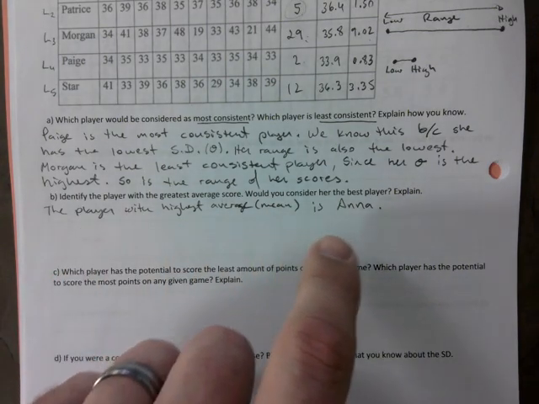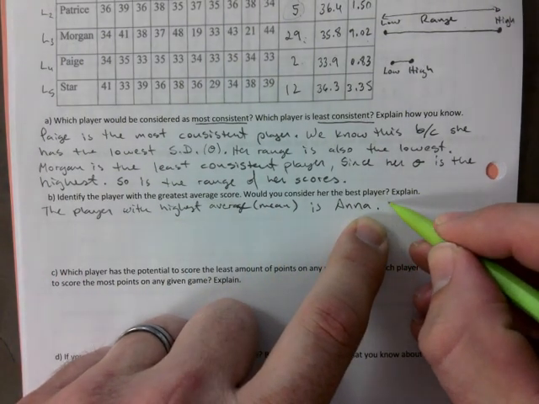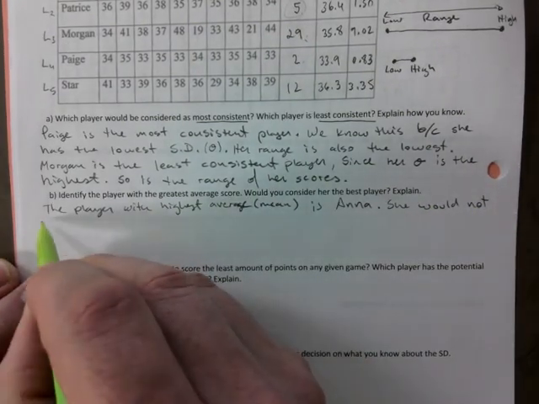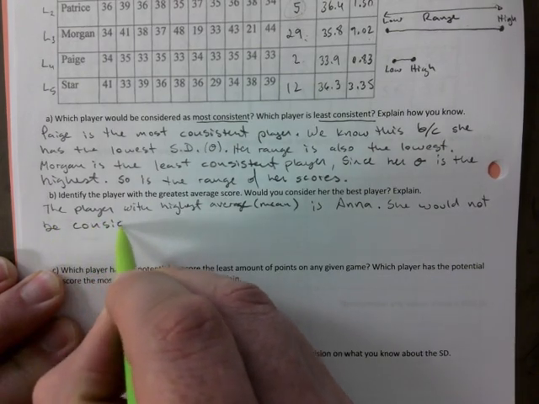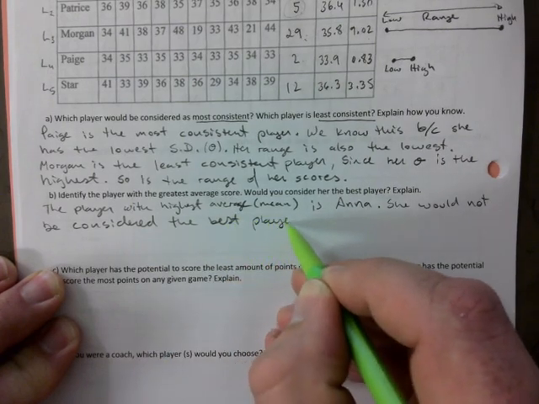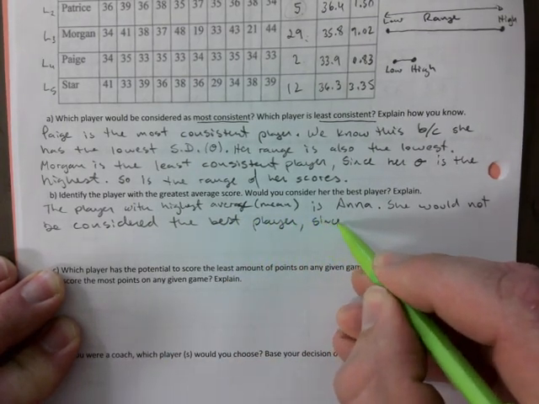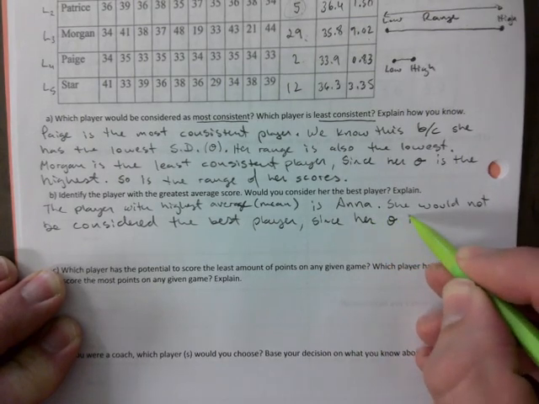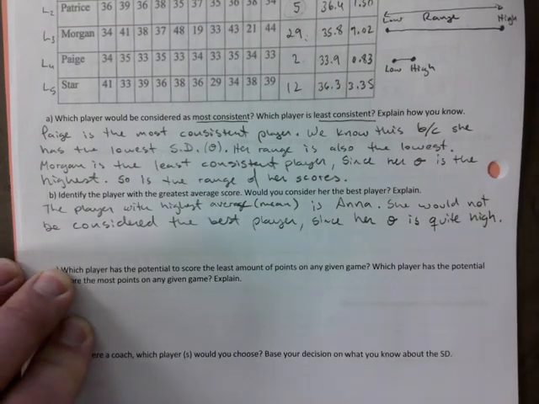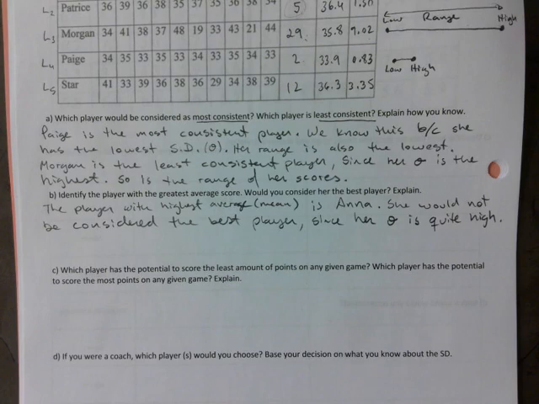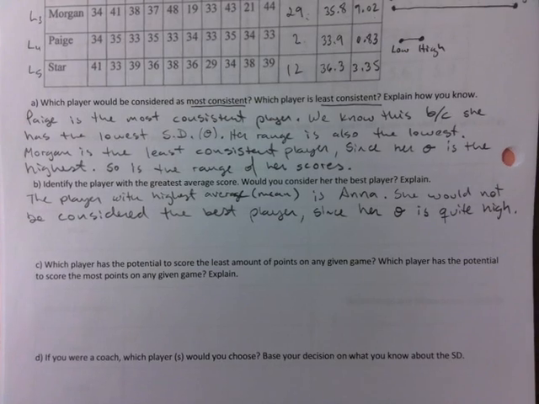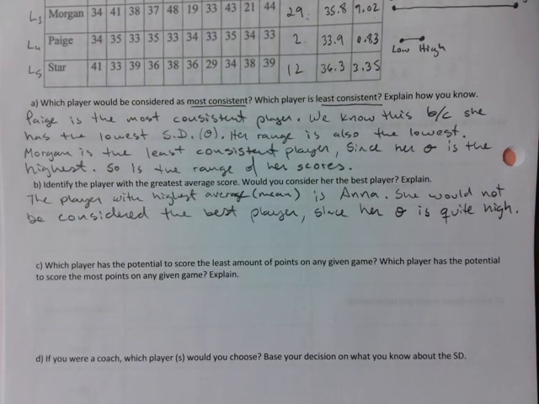So the player with the highest average is Anna. She would not be considered the best player since her standard deviation is quite high. So you're going to be like, wait a minute, this is English class? Like, why are we writing essays? So unfortunately with statistics, it is. It is math, but it's also interpreting. Okay.